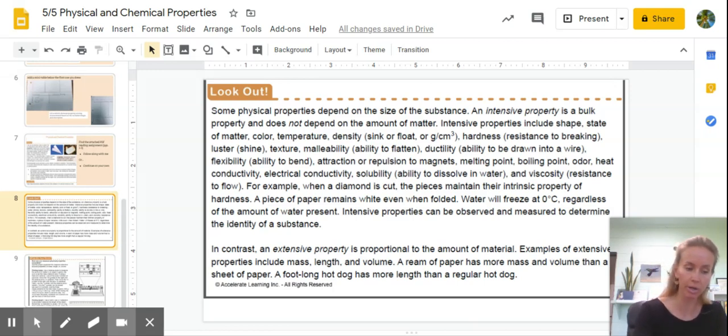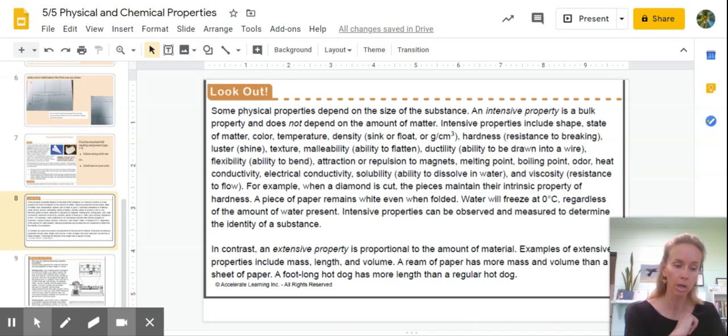Intensive properties include the shape, the state of matter, the color, the temperature, the density (does it sink or float, or grams per cubic centimeter), the hardness, its resistance to breaking, the luster or shine of matter, the texture, the malleability, its ability to flatten, its ductility, its ability to be drawn into a wire, the flexibility, its ability to bend, attraction or repulsion to magnets, melting point, boiling point, odor, heat conductivity, electrical conductivity, solubility, that's the ability to dissolve in water, and viscosity, its resistance to flow.